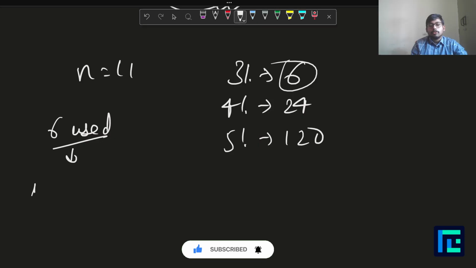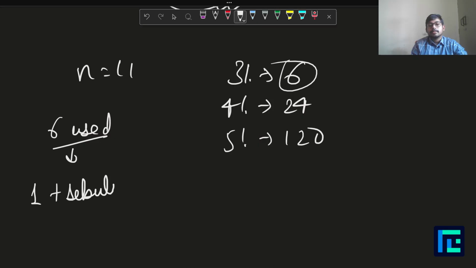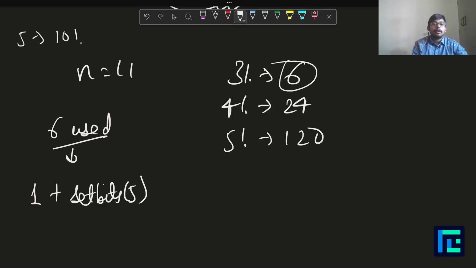So the total count will be 1, that is 6, plus the number of set bits in 5. So how many set bits are there in 5? 5 is actually 101. So there are 2 set bits. So 1 plus 2 is 3.